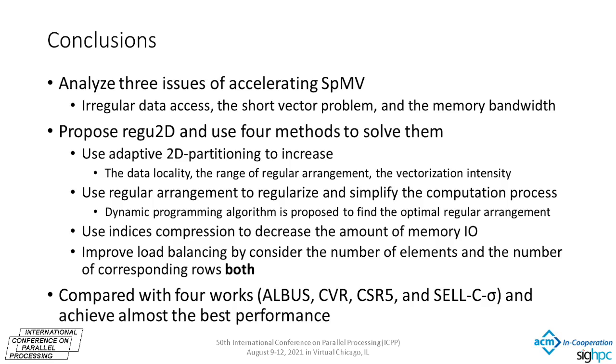As a conclusion, in this paper, we analyze 3 issues of accelerating SpMV, that is, irregular data access, the short vector problem, and the memory bandwidth. We proposed Regu2D and used 4 methods to solve them. We use adaptive 2D partitioning to increase the data locality, the range of regular arrangement, and the vectorization intensity, and we use regular arrangement to regularize and simplify the computation process. We use indices compression to decrease the amount of memory I/O and improve the load balancing by considering both the number of elements and the number of corresponding rows.